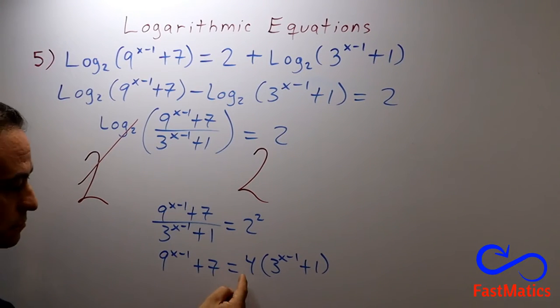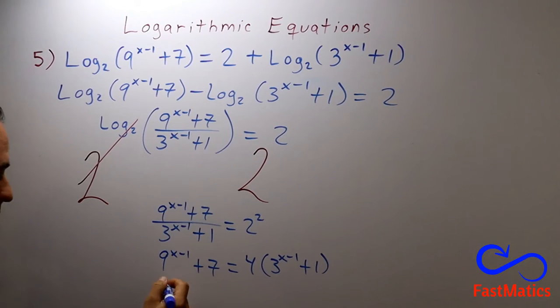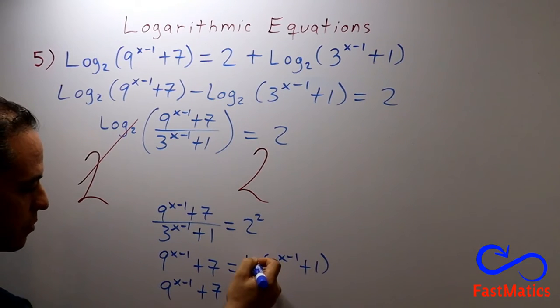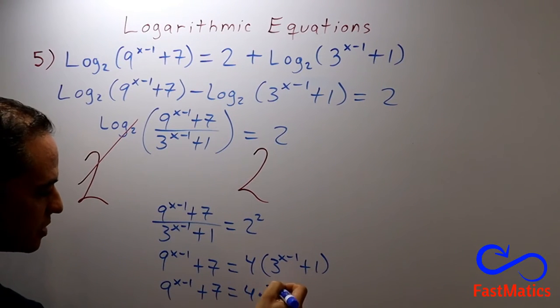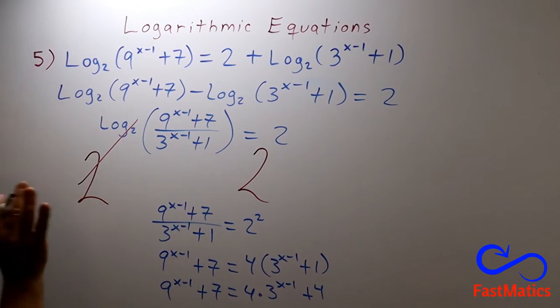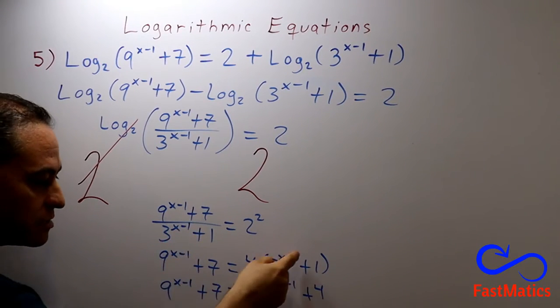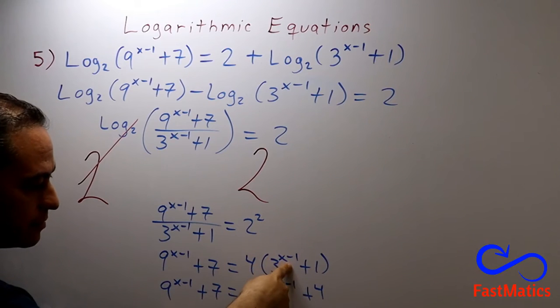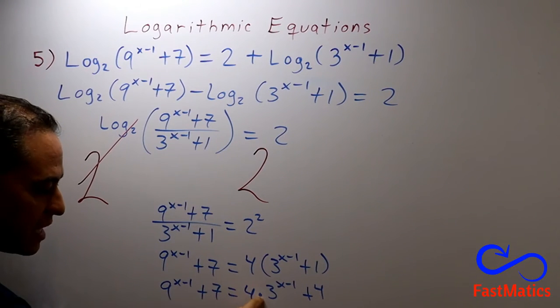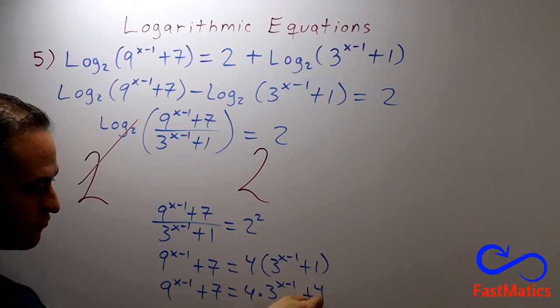Well, first of all, we are going to multiply this monomial by this binomial. Then I will write 9 to the power of x minus 1 plus 7 is equal to 4 times 3 to the power of x minus 1 plus 4 times 1, 4. Please pay attention. You cannot say 4 times 3, 12. Never, because you have an exponent with letters here. So you leave 4 times 3 to the power of x minus 1. And 4 times 1, yes, 4.